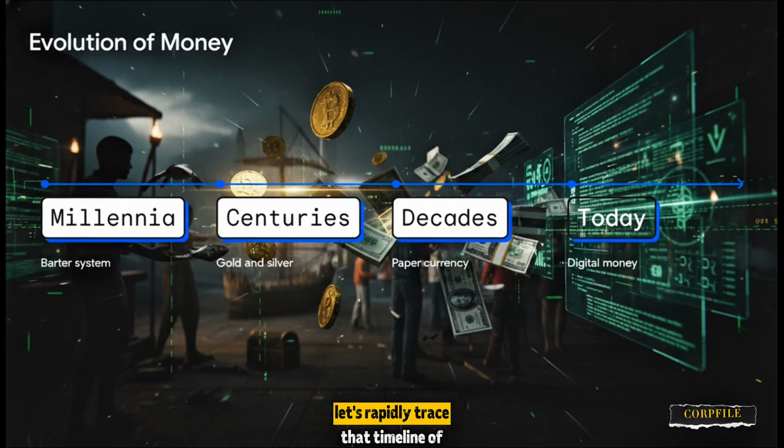Let's rapidly trace that timeline of human progress. Millennia ago, we started with that limited barter system. Then, centuries ago, trade evolved and we upgraded to precious metals like gold and silver. Decades ago, the world shifted heavily into paper currency. But look at the present day. Today, most money isn't physical at all. In fact, physical cash is essentially an illusion. The vast majority of the world's wealth exists entirely digitally, just as bytes in a computer system.